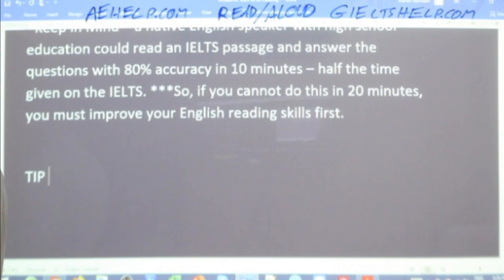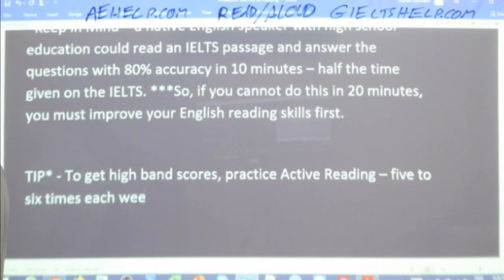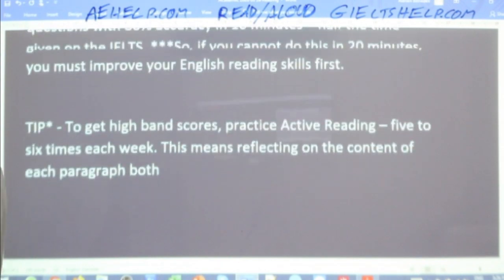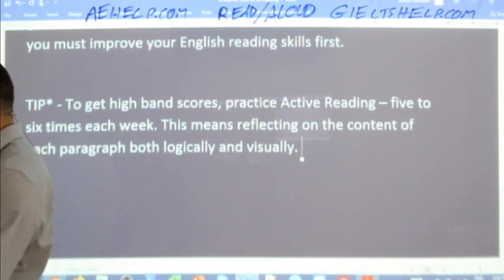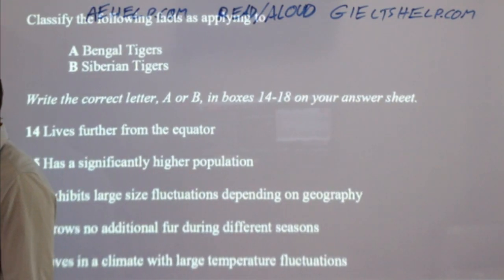So tip: to get high band scores, practice active reading 5 to 6 times each week. This means reflecting on the content of each paragraph, both logically and visually. Okay, that's what we were just doing now. All right, let's apply what we have learned about these tigers to the questions.